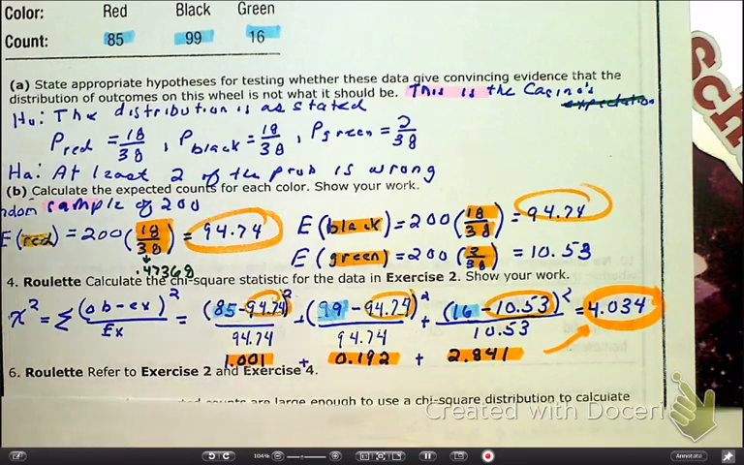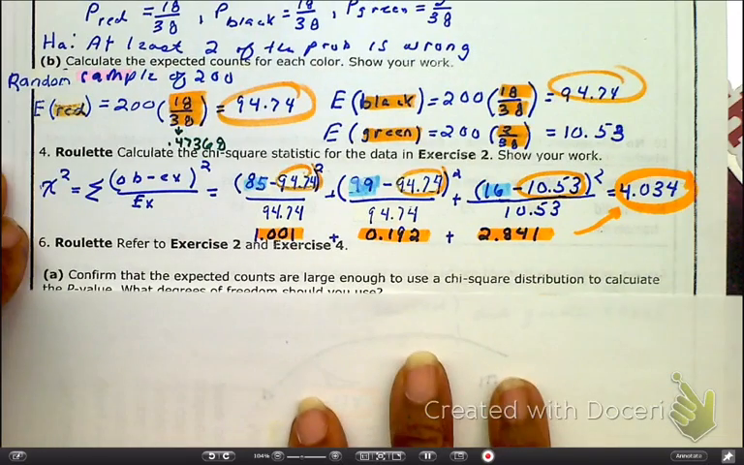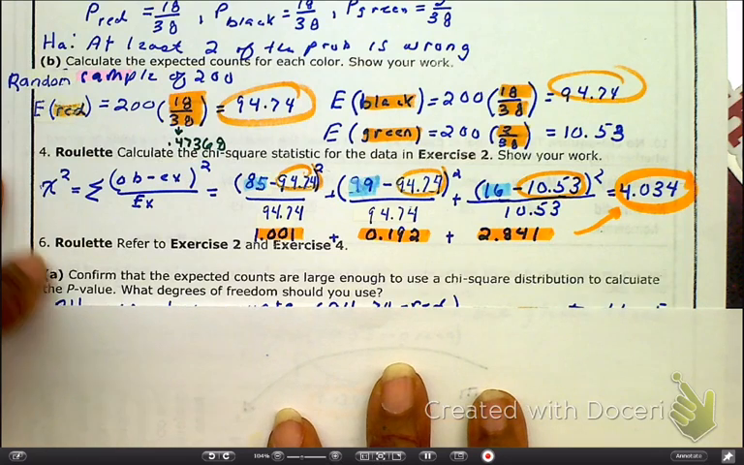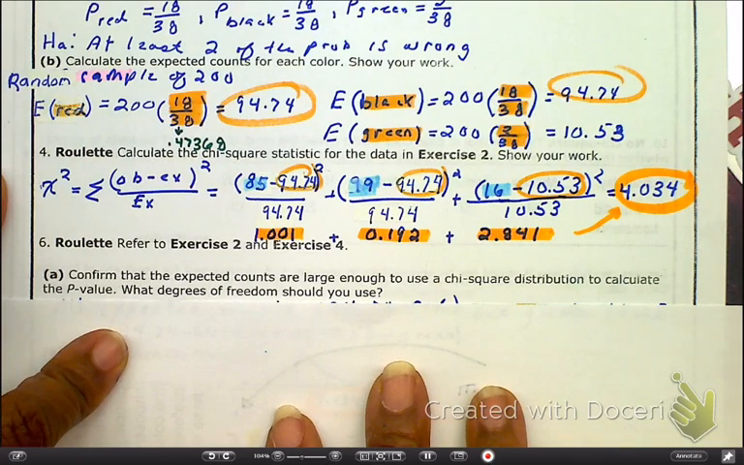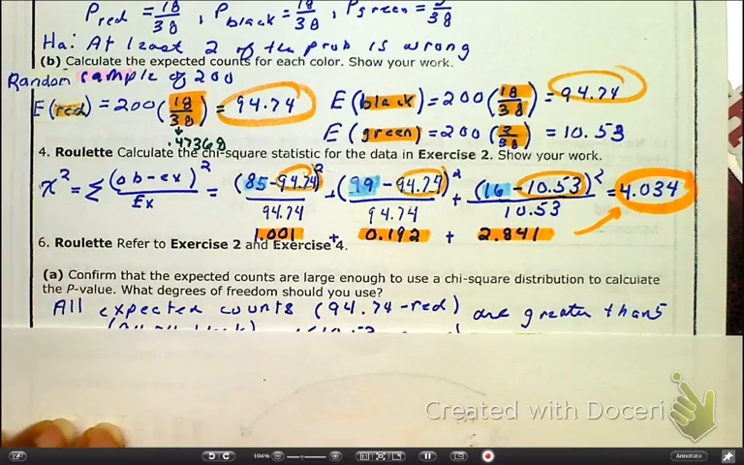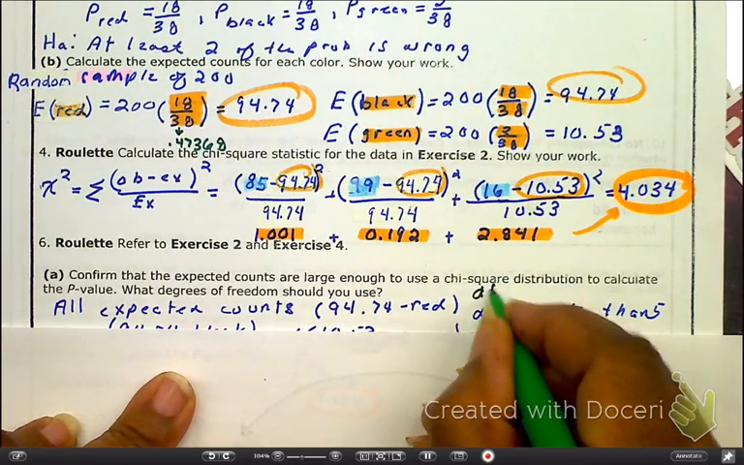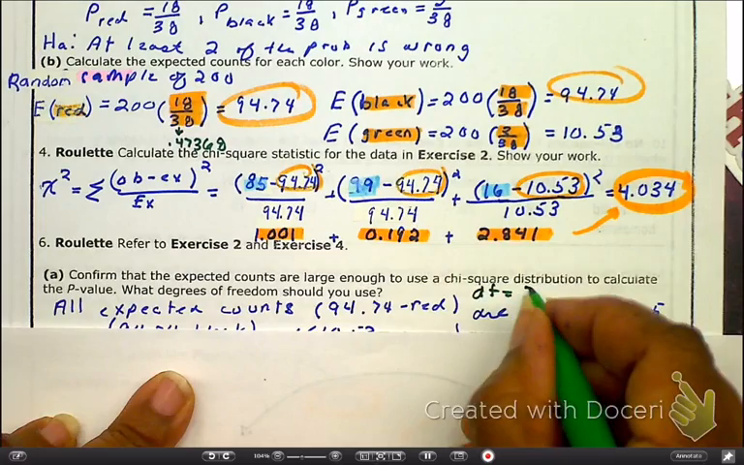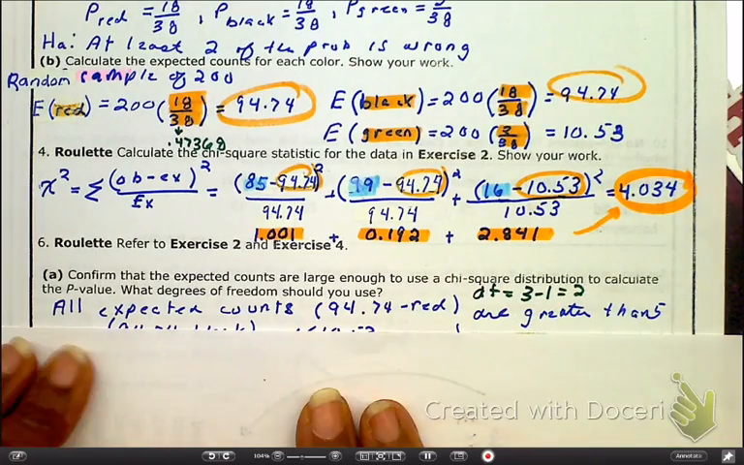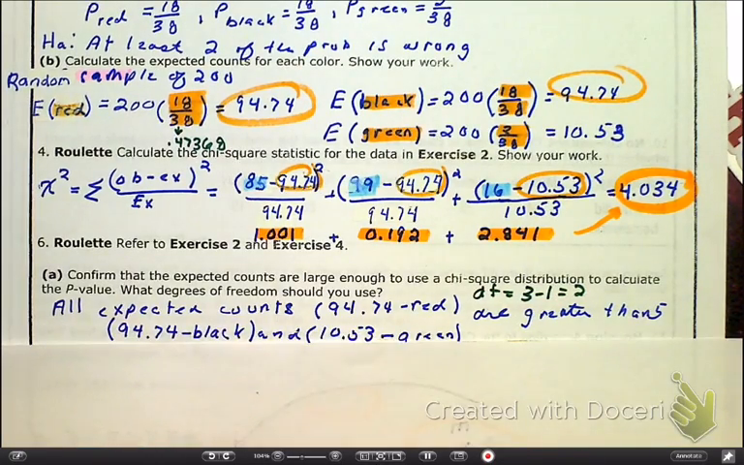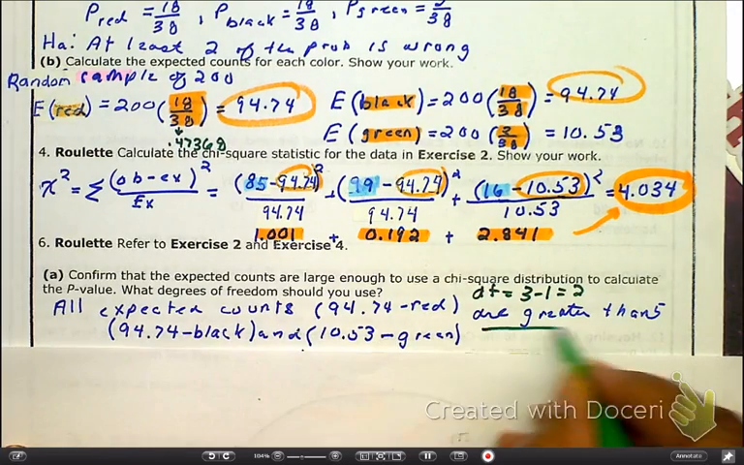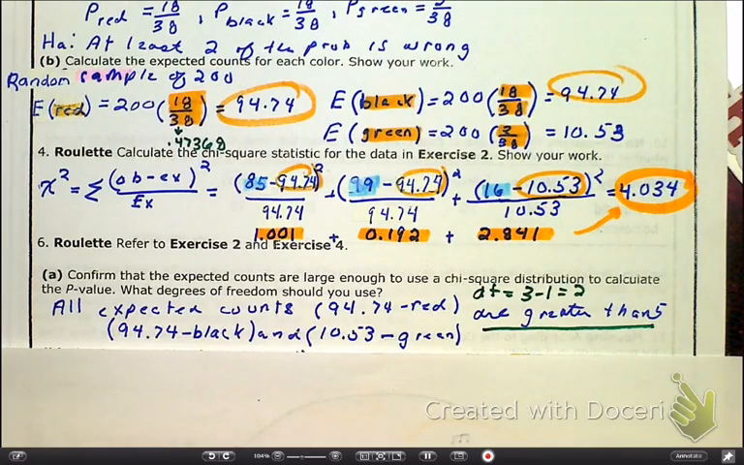Okay, now as we look at problem number 6, we want to confirm the expected counts are large enough. So we need to know the degrees of freedom. Oopsie, it didn't put down the degrees of freedom. So the DF is going to be 3 minus 1, which is 2. And all the expected counts are larger than 5, so our condition has been met. They told us that we had a random sample. And then if we look at our 10% condition, that's applicable too.